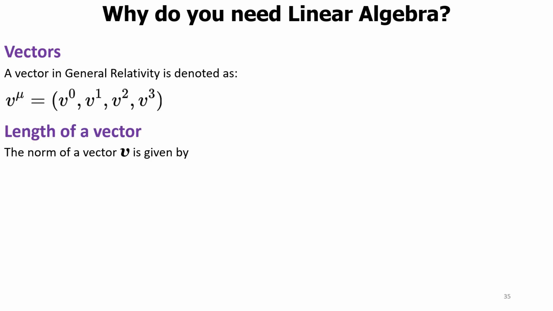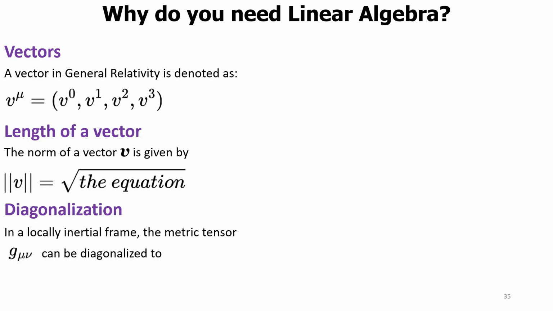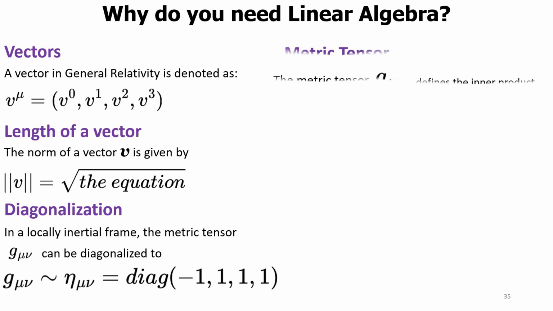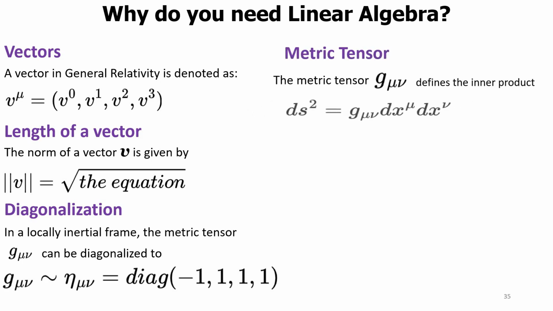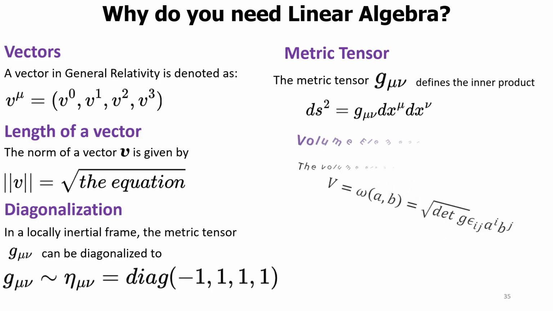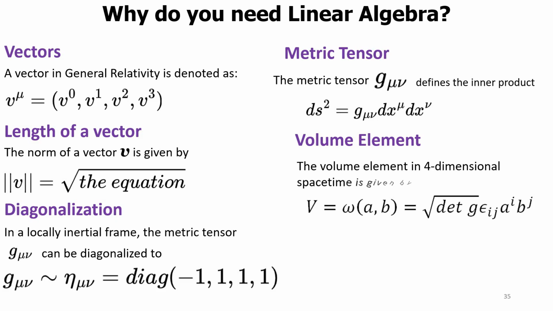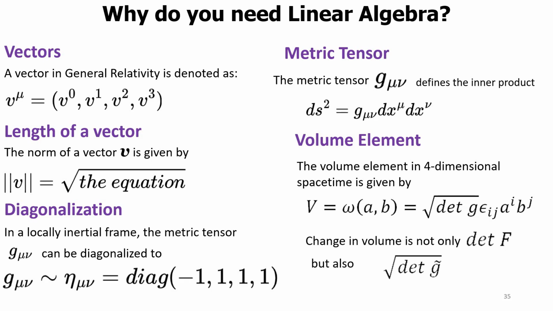So from here what we understand is how vectors are denoted in general relativity. The length of the vector is given by this, that is linear algebra. The diagonalization comes from linear algebra. That is how it is written. The metric tensor, which is formed from the inner product, and the inner product crops out from the concept of linear algebra. Even the volume element, which is a little bit technical, also comes out by calculating the determinant of certain equations, and the change in its volume also comes from the determinant.